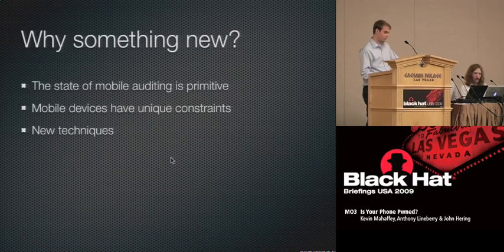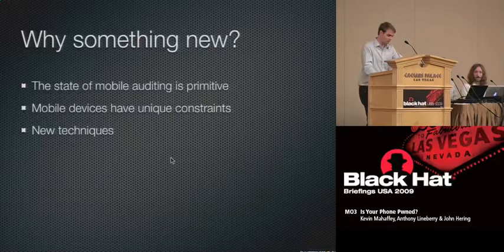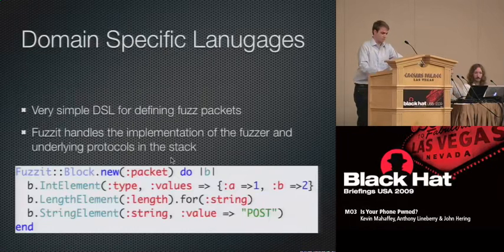So why something new? We addressed this slightly. State of mobile auditing is primitive. You can imagine it's really difficult to interact with these things. Mobile devices have a lot of unique constraints in the protocols they use, and we also have some techniques we've developed over the years that we wanted to introduce, so this might make a decent general purpose fuzzer as well. So the very first thing to note is that the fuzzer is written in Ruby, and the first thing we wanted to do is have a really good domain-specific language, which is basically a language that isn't exactly like the programming language you're used to, but it reads so that basically anyone can understand what's happening.